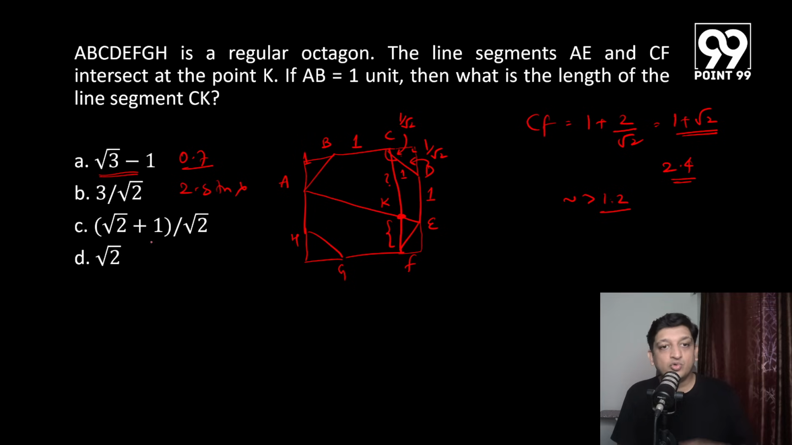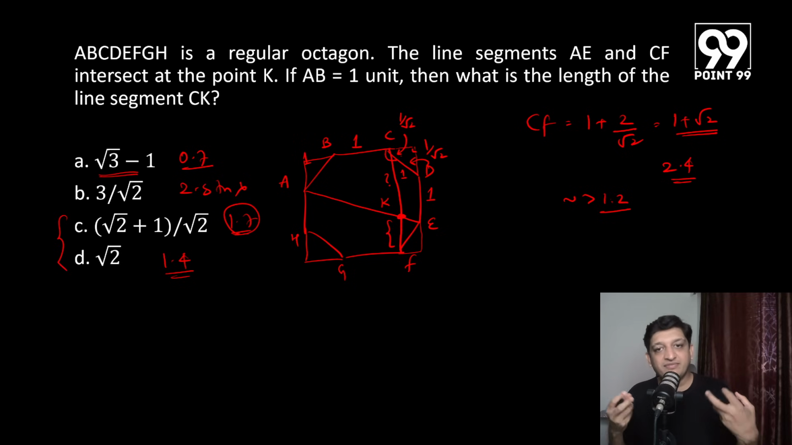What about this one? Root 2 plus 1 divided by root 2, which will be 1 plus 1 by root 2, which will be 1.7ish. And this is root 2, which is 1.4ish. Now, if this part is 1.7ish, then that leaves us with 0.7 here. And if this part is 1.4ish, this leaves us with 1.4 here. So which one is the closer one that you have to look at? So you can either go for C or D by using this method.